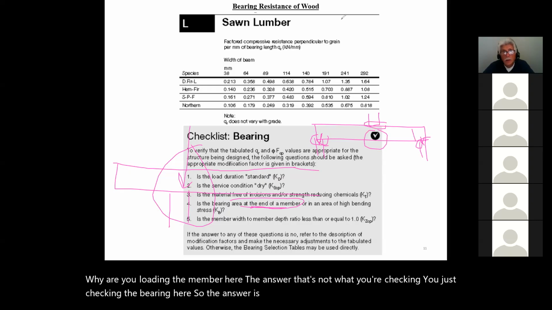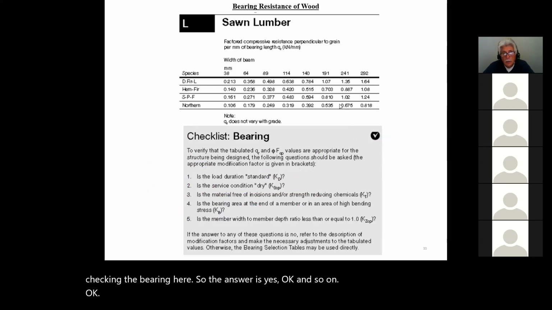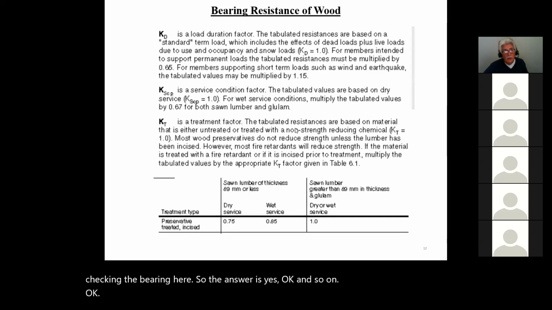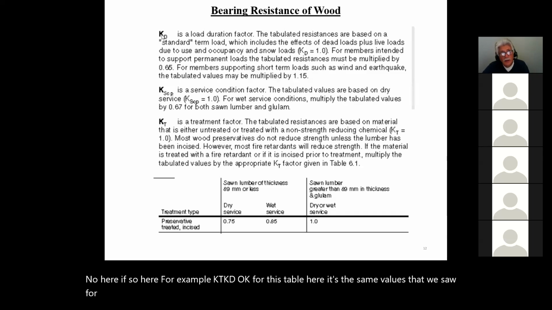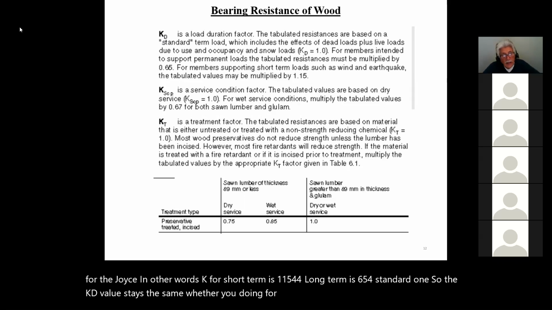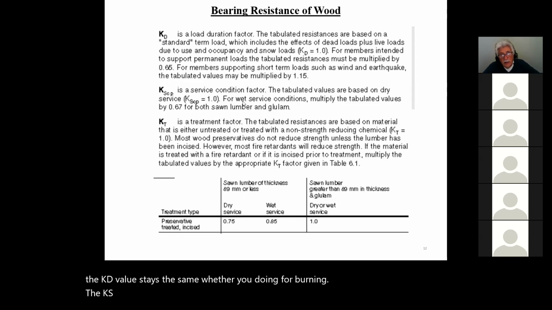Now here, for example, KD, for this table here, it's the same values that we saw for the joist. In other words, KD for short term is 1.15, for long term is 0.65, for standard is 1. So the KD value stays the same whether you're doing bearing. The KS is different though. The KS is 0.67.